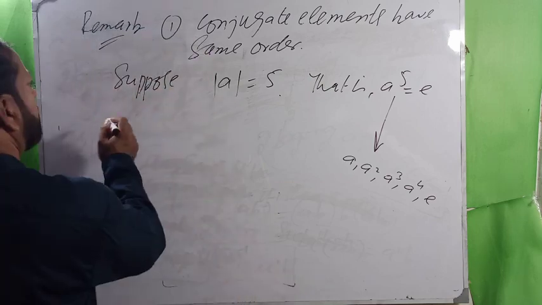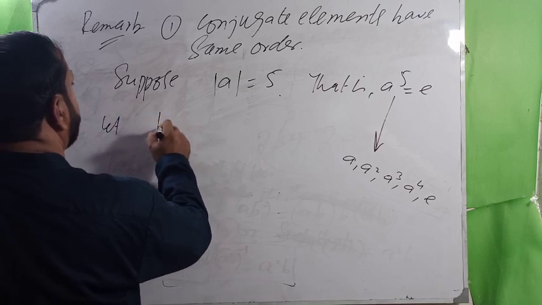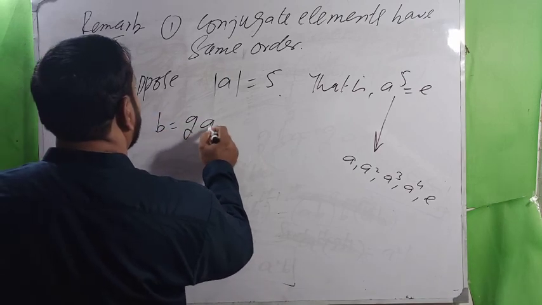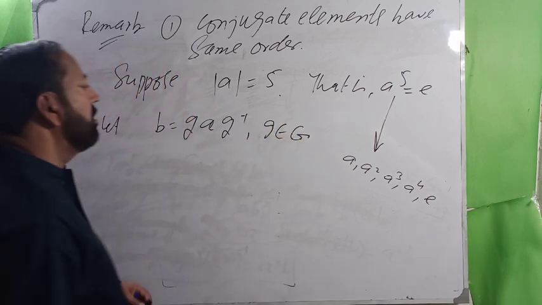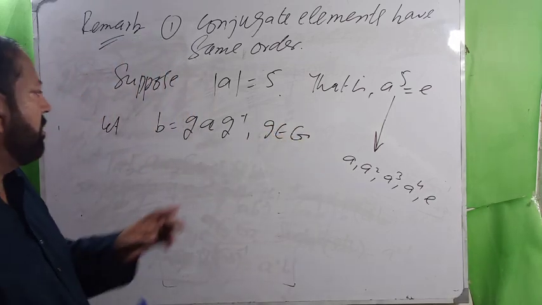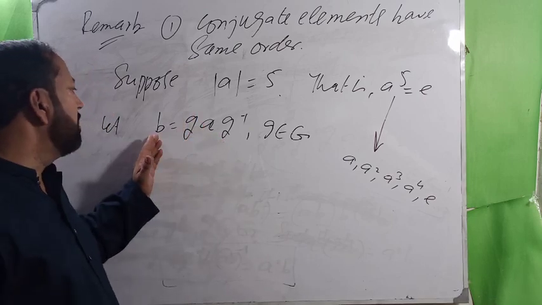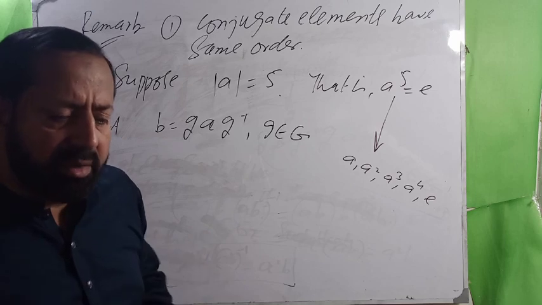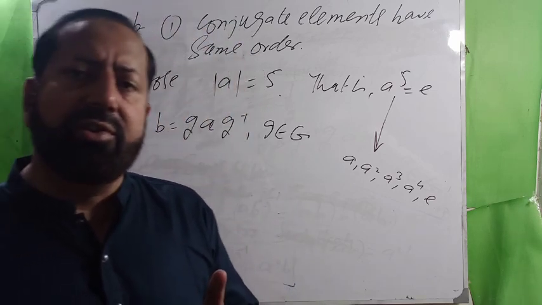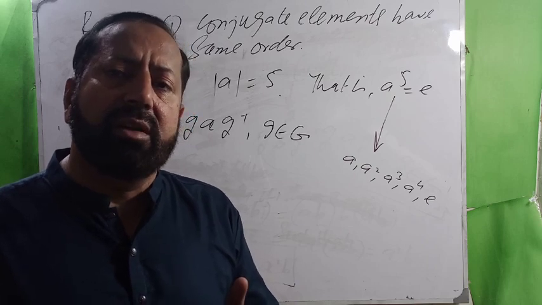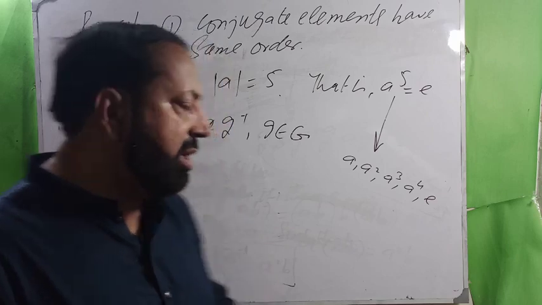So let B be equal to G A G inverse, where of course G belongs to the group. We have no need to find the order of G. From here we can calculate the order of B. Of course, you start taking powers of B, and the least positive integer where B will give E would be the order of B. So let's start working.